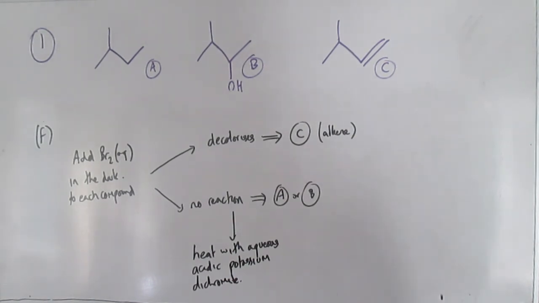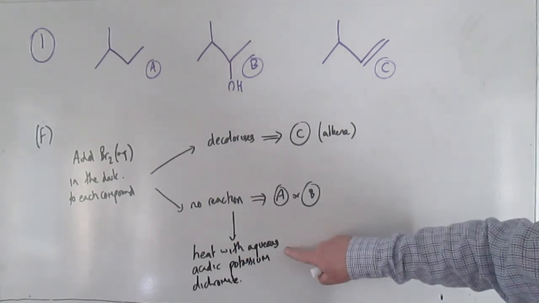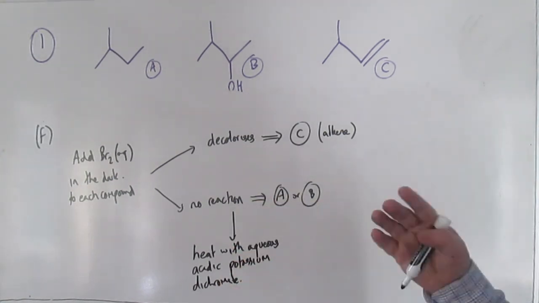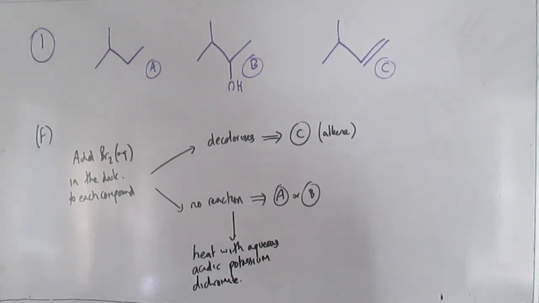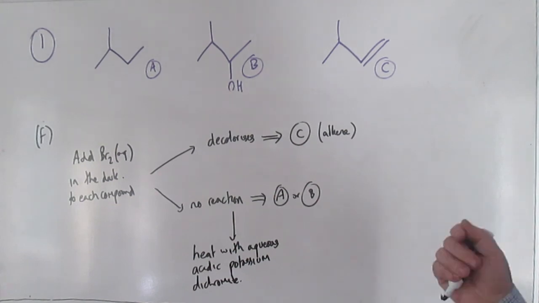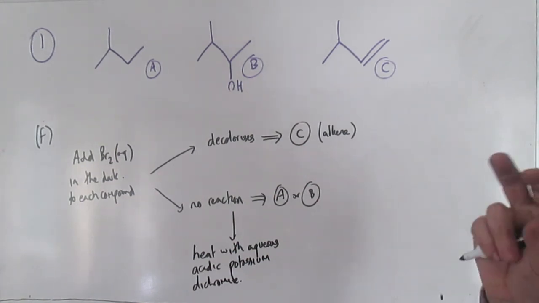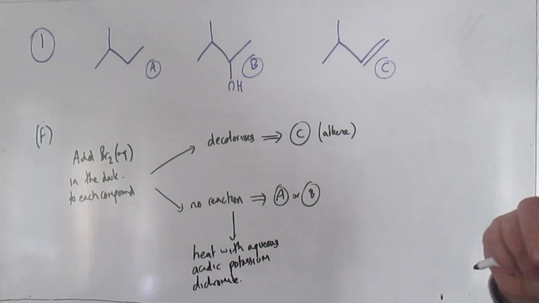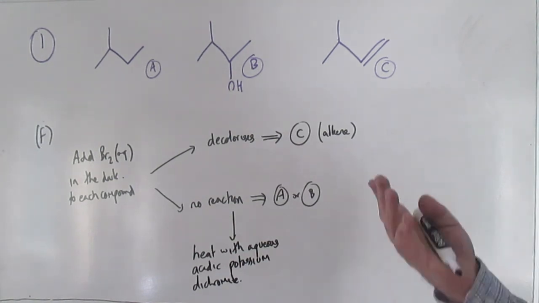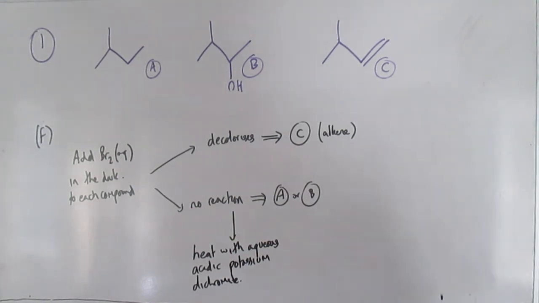Now the detail here is important. You have to heat it. If you just say add, it's not enough. It's got to be aqueous, it's got to be acidic. If you don't put those details in, it's not enough. So when you're learning this stuff, learn the whole package: aqueous, acidic, potassium dichromate, and it always needs heat. You don't have to get into reflux and distillation and all that kind of stuff, because we're just doing this in a test tube to look for a colour change. So we're not trying to purify the product or anything. Just heat with aqueous, acidic, potassium dichromate.